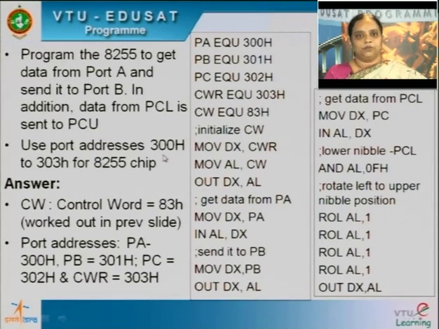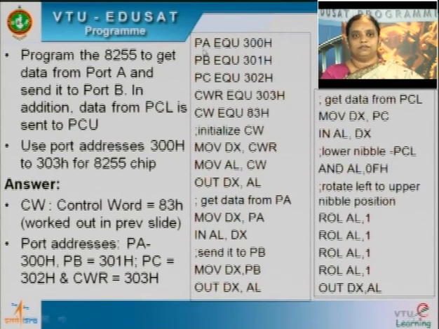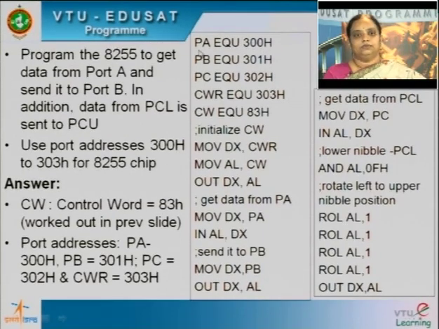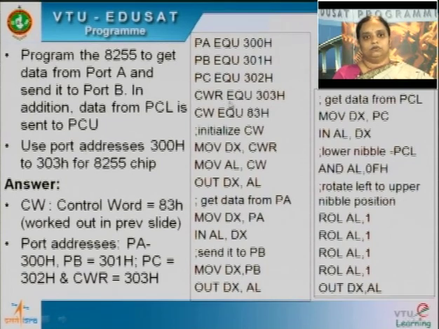300 specifies port A. So PA EQU 300. We can use this assembler directive EQU to specify. So instead of using 300H address always, I can use something like PA or PORTA, complete you can use. Similarly, every time instead of using 301, I can use PB. And PC for port C, which is address 302, then control word register 303H.